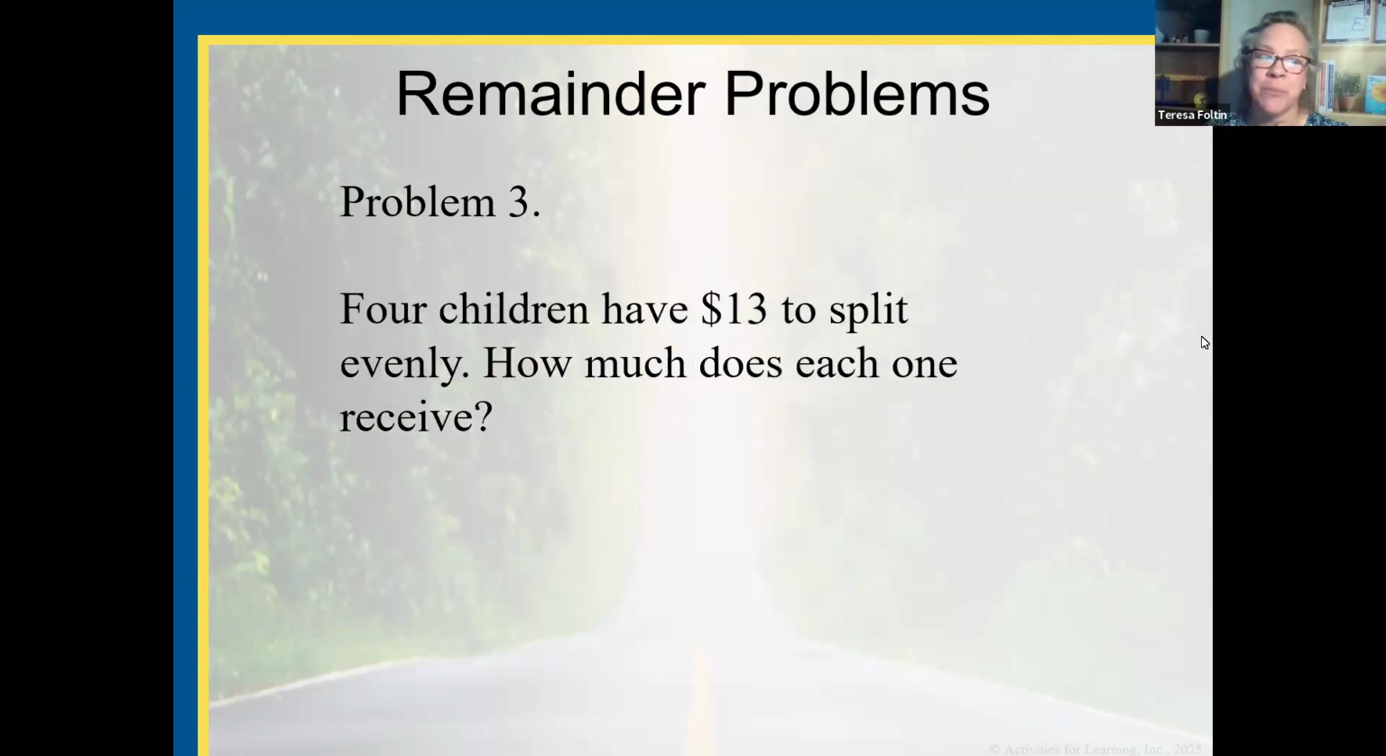All right, problem number 3. 4 children have to split $13, right? They have $13 to split amongst themselves. How much does each one receive? So after giving $3 to each child, there is $1 left over. What can we do with that? Well, we can split the dollar into fourths, and every child receives an extra 25 cents. So each child will get $3.25.